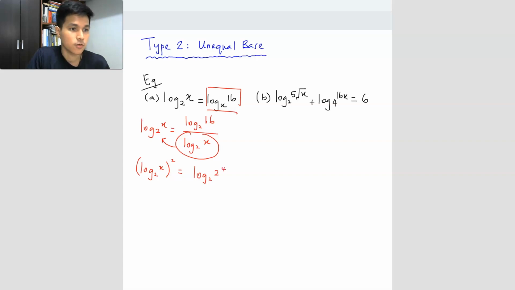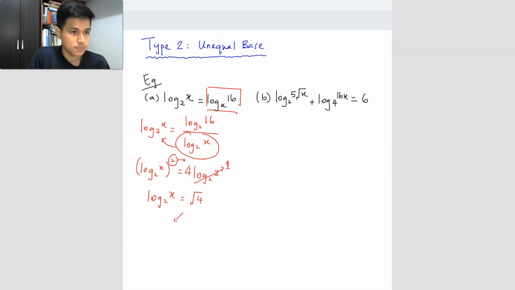2 power 4. So the 4 I can bring it to the front, correct? So I get 4 in front here. Okay, so log 2 base 2 becomes 1, right? So you only have 4 on the right hand side. So this square I can bring it across. So log x base 2 equals to square root 4. Square root 4 will give you two answers. One is positive, one is negative.